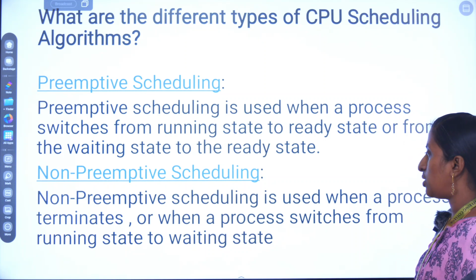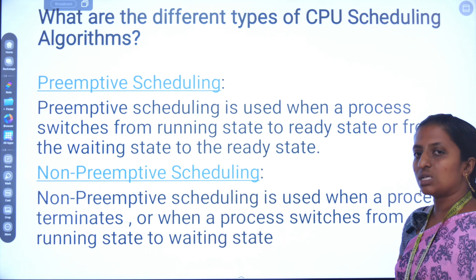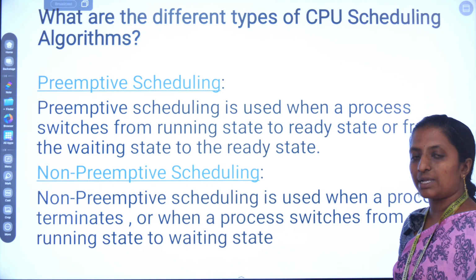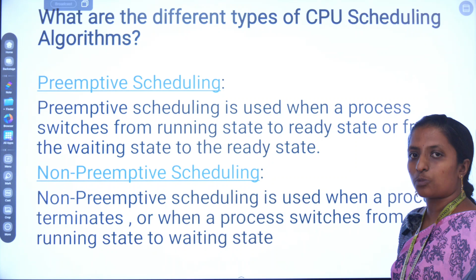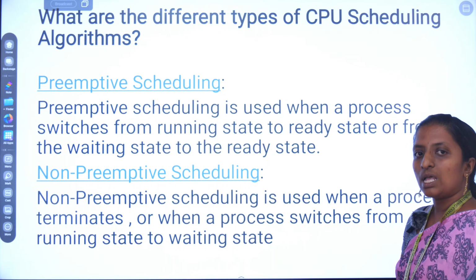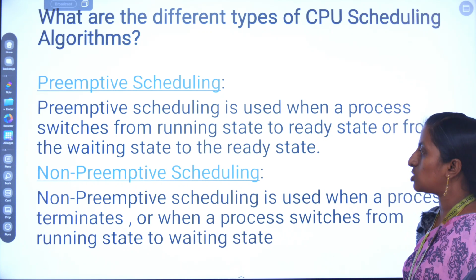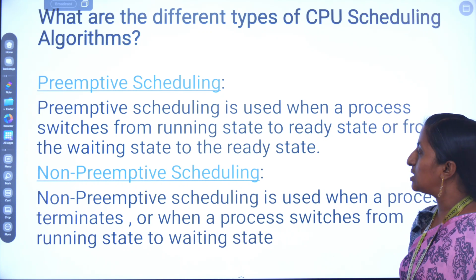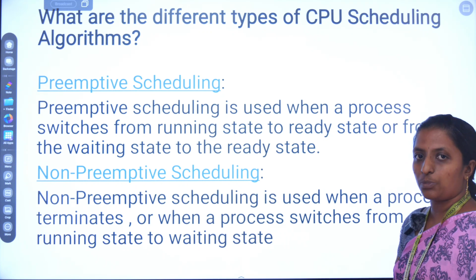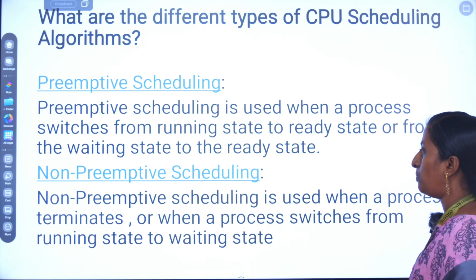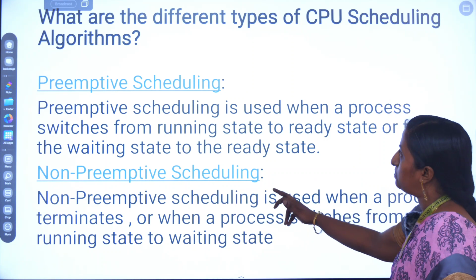And non-preemptive scheduling, when a process terminates: whenever a process is allocated with the CPU, the process will be completing the task, then only the CPU can be allotted to the next process. That is non-preemptive scheduling. So these are the main types of CPU scheduling algorithm. One is preemptive and another one is non-preemptive scheduling algorithm.